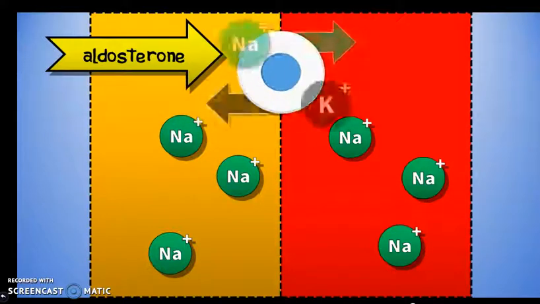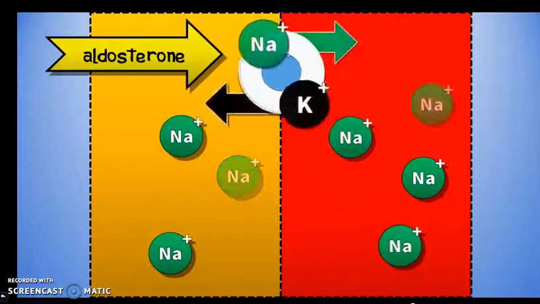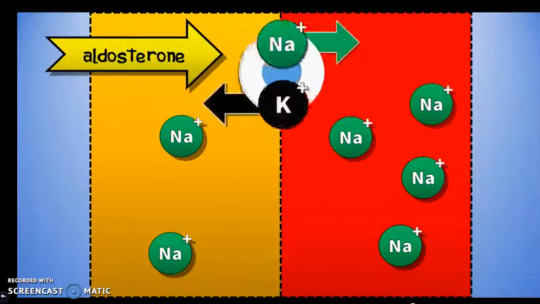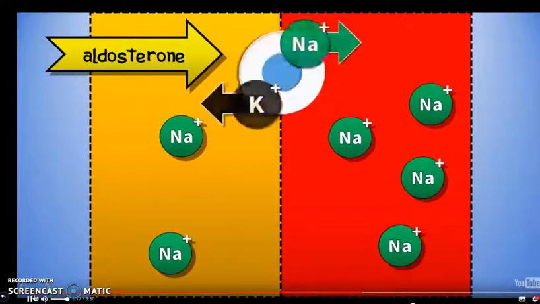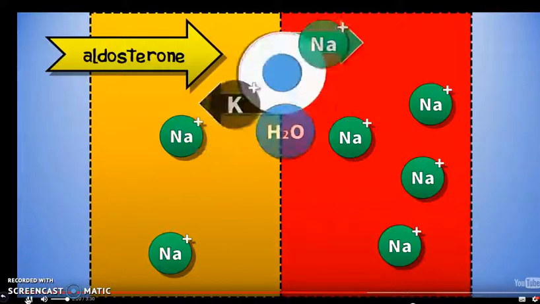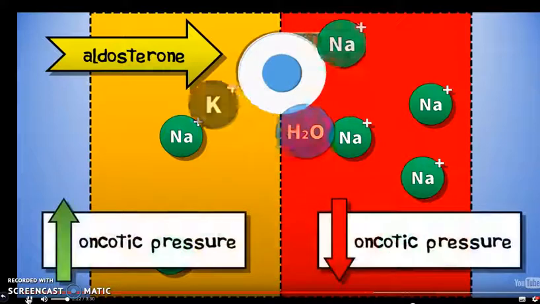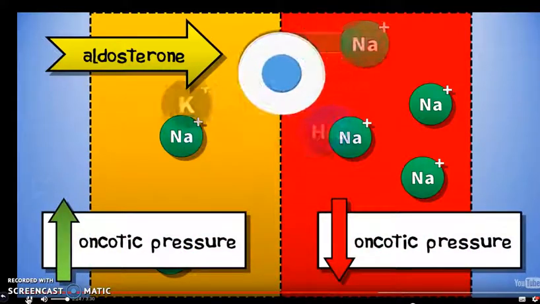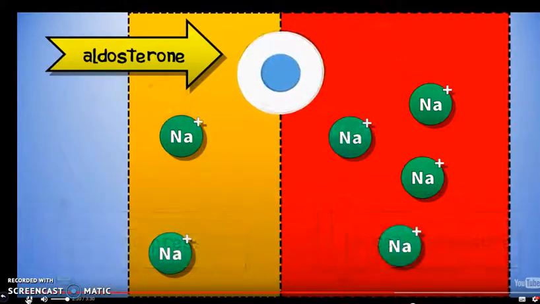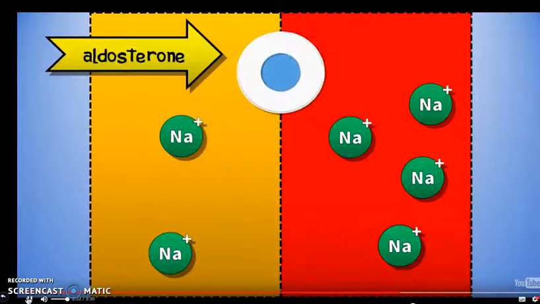In doing so, it raises the concentration of solute in the blood compared to the urine, creating a concentration gradient that pulls water back into the blood via osmosis. Put simply, water follows sodium, so aldosterone increases both blood sodium and blood volume. For today's video, we can pretty much just ignore potassium. Sorry, potassium.